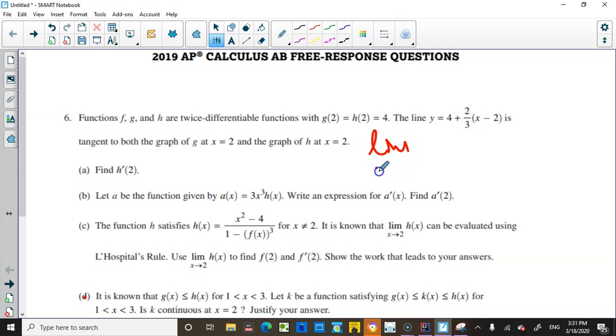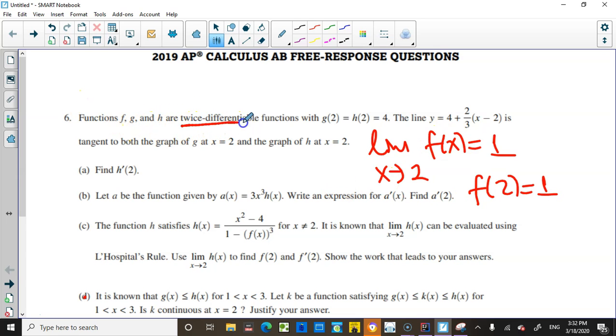The limit as x approaches 2 of f of x is going to be equal to just 1. That means f of 2 is also equal to 1, because we know that f function is twice differentiable. That means if a function is differentiable, it implies it is also continuous at that specific point. So basically f of 2 is equal to 1.